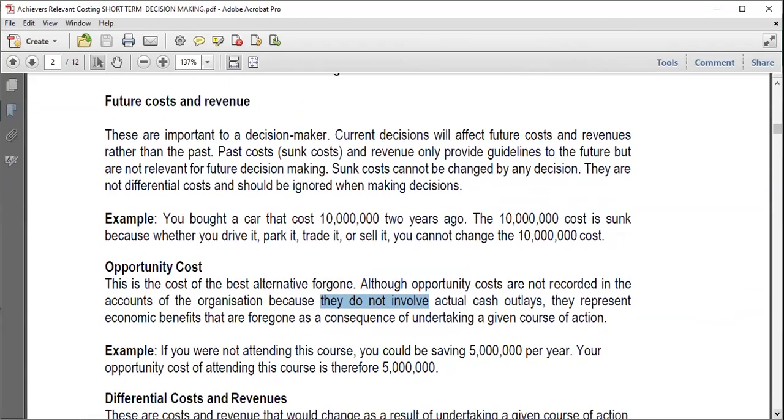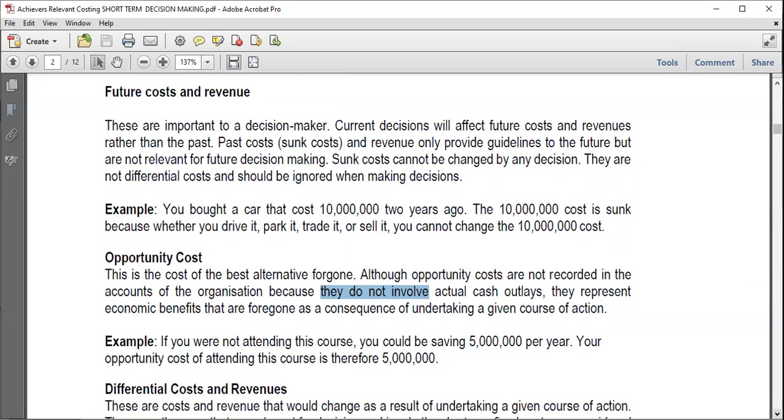Of course, even if these are not recorded by the organization, because you may not have that anywhere, you as an accountant, as a management accountant, when you're advising management or trying to help management make a decision on this, you have to take it into consideration. You get it?